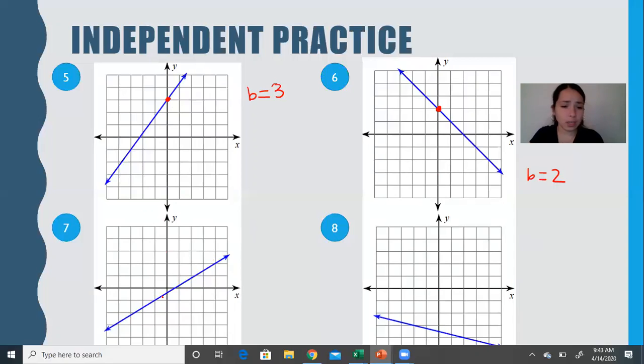Again, where does it cross it? Right away, I look at this line and I see it crosses it here. Now that one's between 0 and 1, so that's 0.5. But notice it's going down, so it's a negative 0.5. And then our last one is, where does it cross the y-axis? It crosses it here. Because it is below the 0 mark, I know it's going to be a negative value. Negative 1, negative 2, negative 3, negative 4. Again, it's between negative 3 and negative 4, so I know that's negative 3.5.